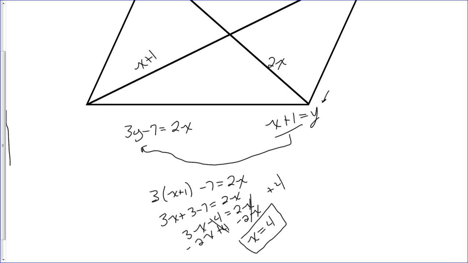I know it's kind of diagonal. I'll fix that in a second. So we know that x equals 4, and we know that y equals x plus 1. So that means y equals 4 plus 1, or y equals 5.